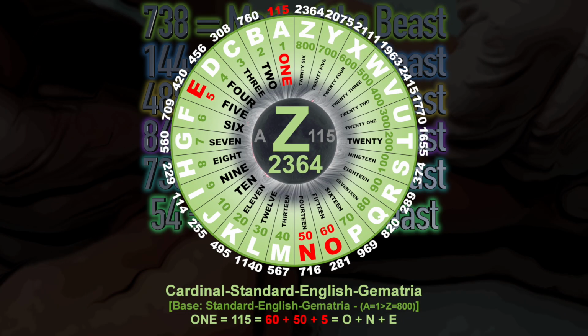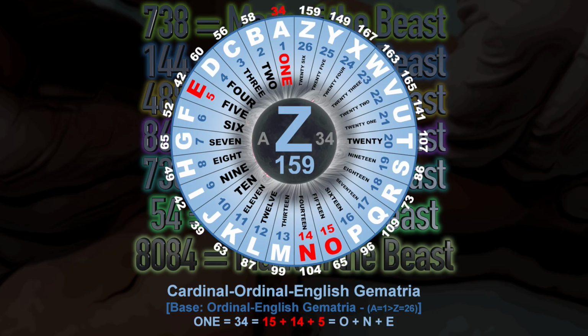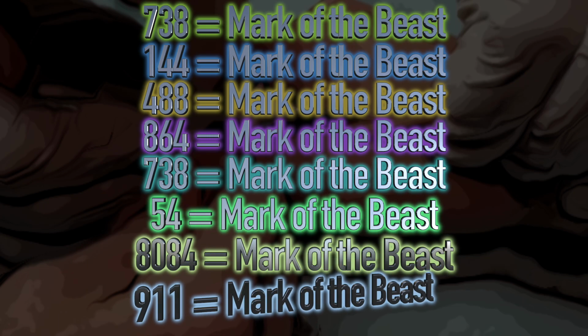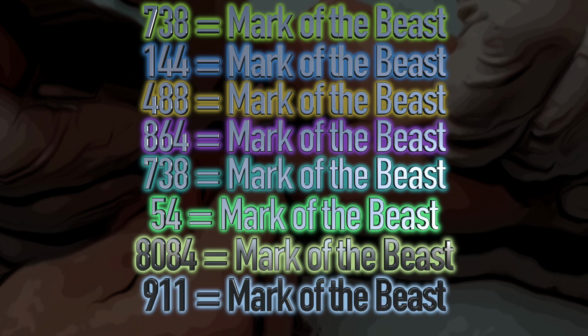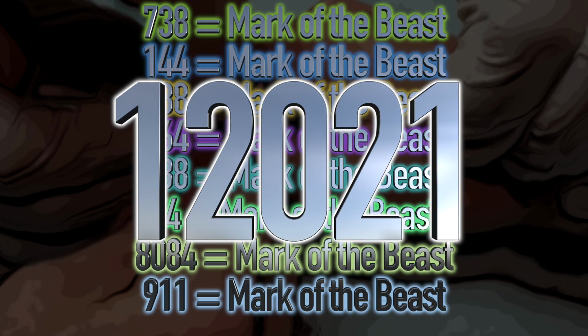And using cardinal standard English Gematria, it equals 8084. And using cardinal ordinal English Gematria, it equals 911. If we add up all these numbers, we get 12,021. Prince Harry became the Duke of Sussex and the Baron of Kilkeel and the Earl of Dumbarton on the morning of his marriage to Meghan Markle.